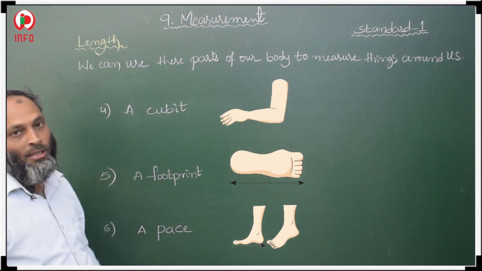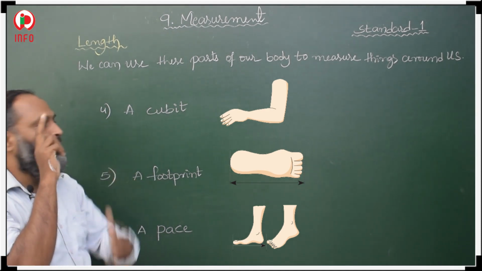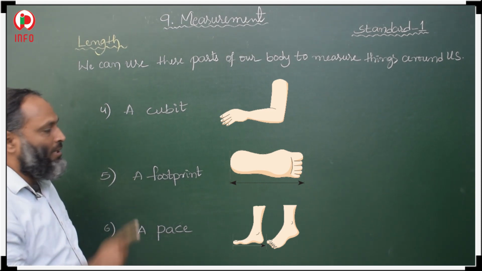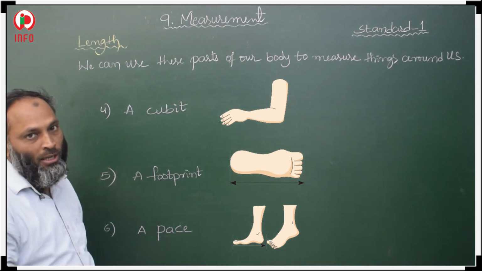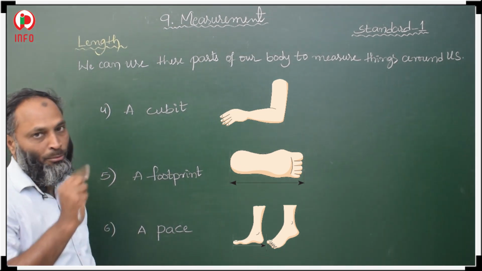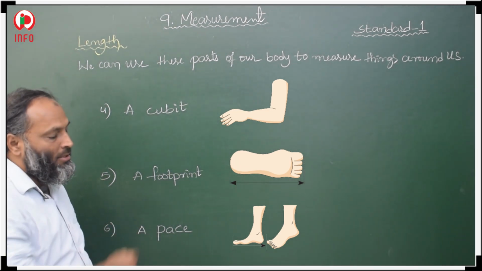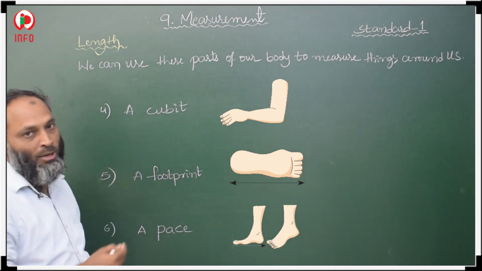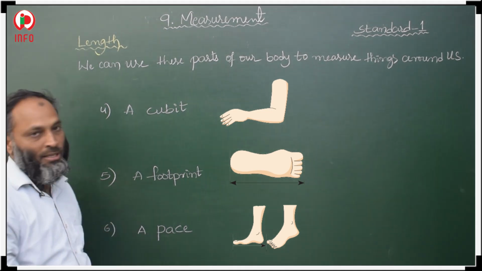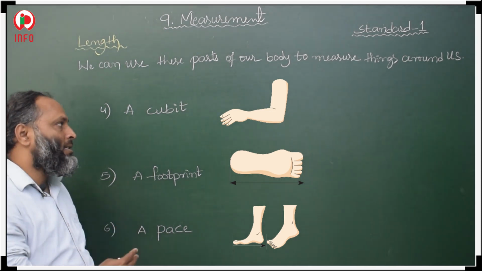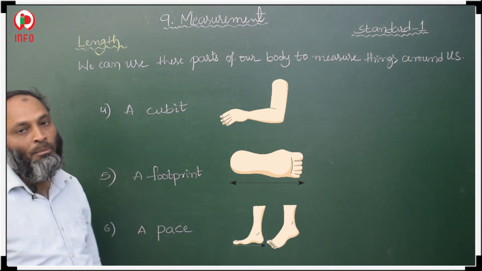So cubit means the distance from hand knee to the middle finger. So that is given, see there. So that is 1 cubit. And footprint means the distance of a foot, the total length of a foot, that is 1 footprint. Then a pace is also given. Pace is a distance normally. So if we are walking normally, one step is equal to 1 pace. Okay, so these are the distances we are using with our body parts.